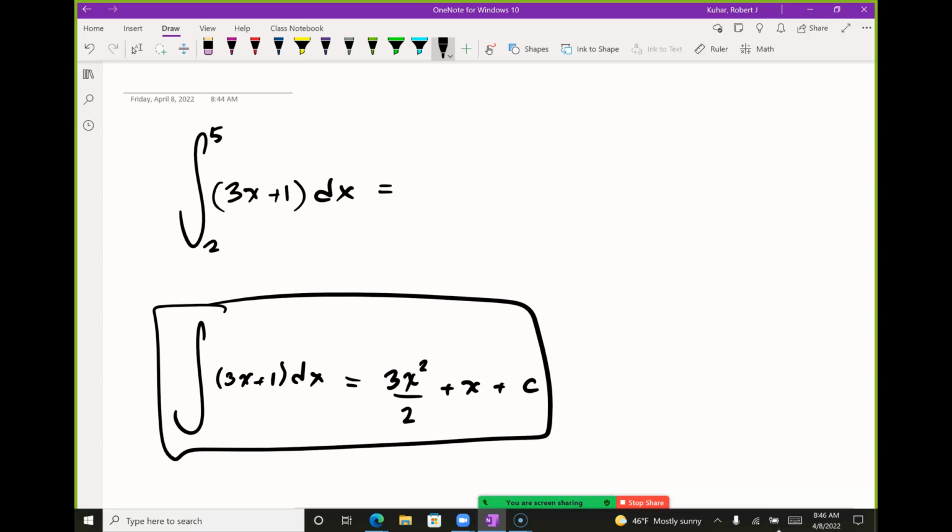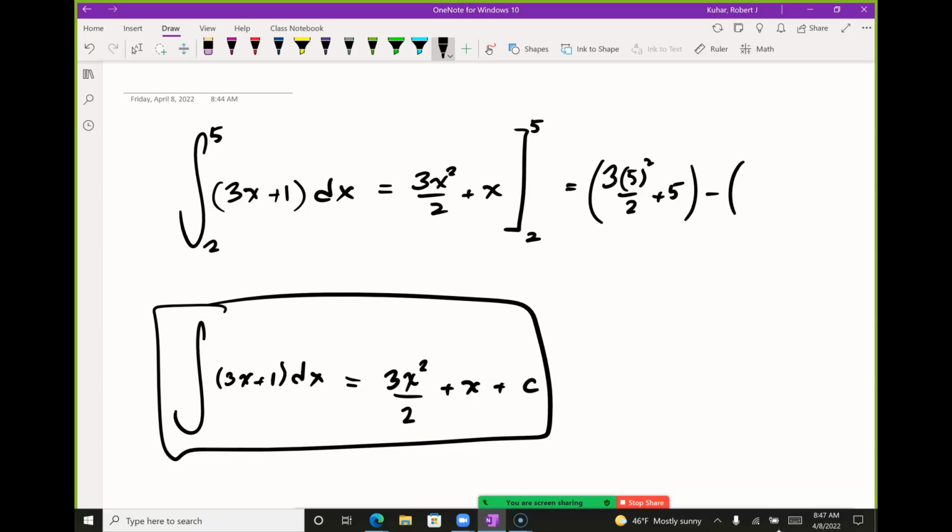This one up here is going to become the same answer, 3x squared over 2 plus x, but I'm going to evaluate at 5 and then 2. Meaning I'm going to put 5 in, put 2 in, and then subtract them. You can see why the c is not there anymore, because I'm going to eventually do c minus c. It's going to go away. So I've got 3 times 5 squared over 2 plus 5 minus 3 times 2 squared over 2 plus 2. This is my process for a definite integral to find the area under the curve.